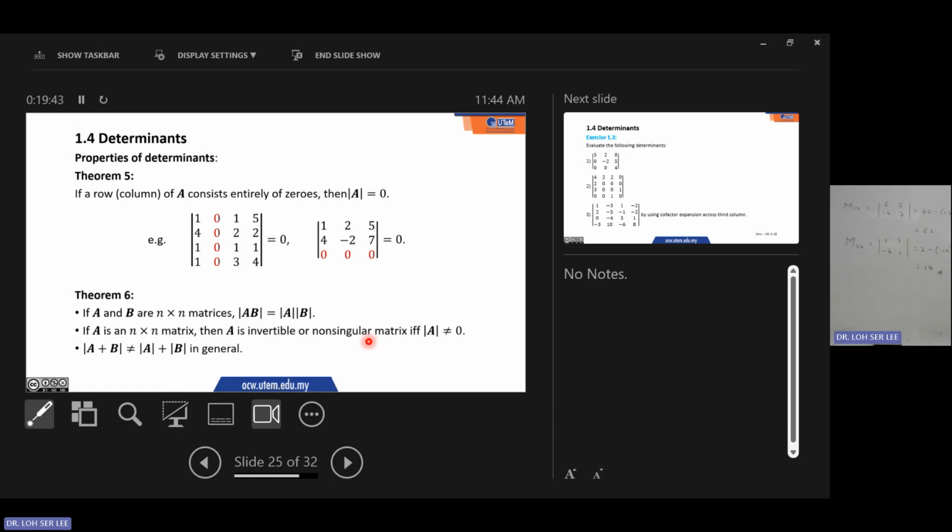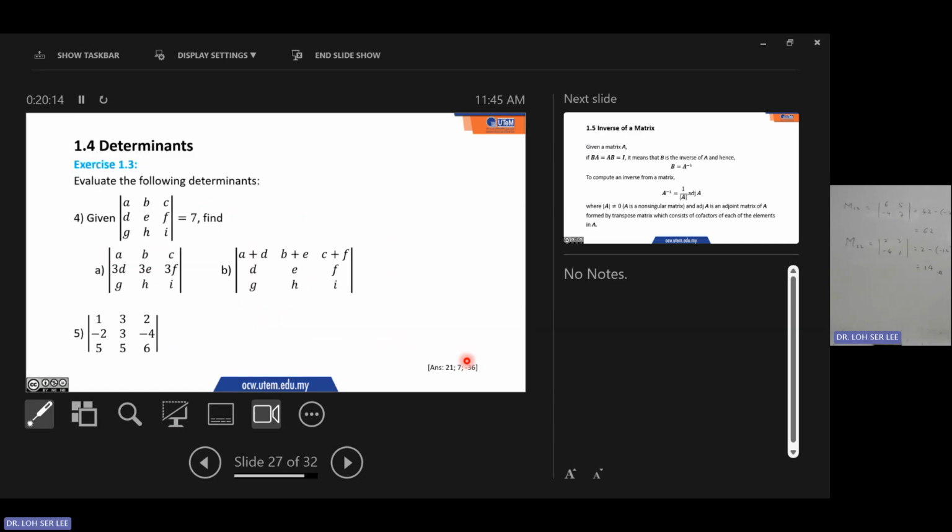The next one, if A is a square matrix, then A is invertible if it is a non-singular matrix. We can try to find the inverse matrix if the matrix is non-singular. Non-singular means the determinant is non-zero. So if the determinant is 0, we call the matrix a singular matrix. A singular matrix has no inverse.